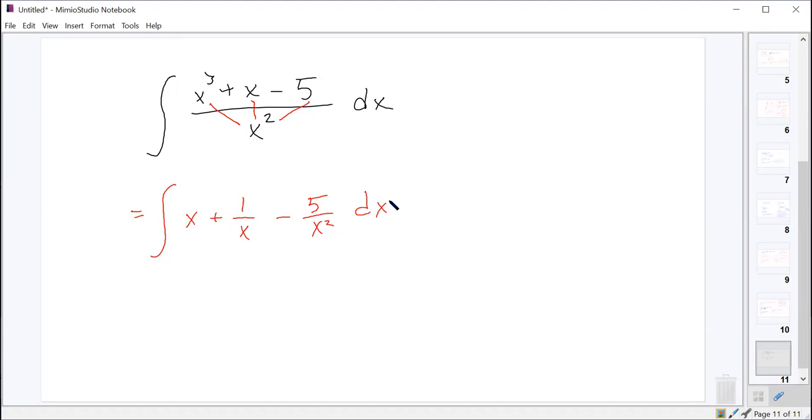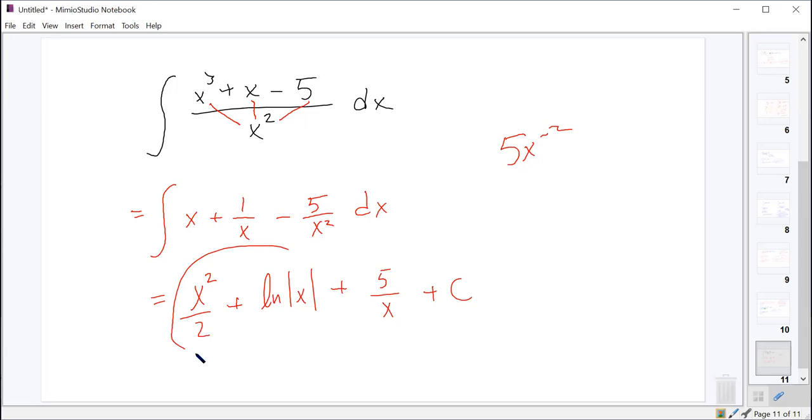Okay. And then we integrate, right? x squared over 2 plus this one is natural log absolute value x. And then this is the integral of 5x to the negative 2, right? So that goes up to negative 1 and you divide by negative 1, so that'll cancel that out. So plus 5 over x plus your constant. I think we did do something like that. Hopefully we did. So if you just have a singular term down here, you can divide.